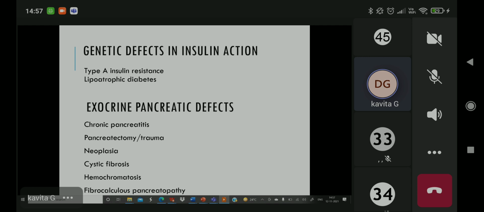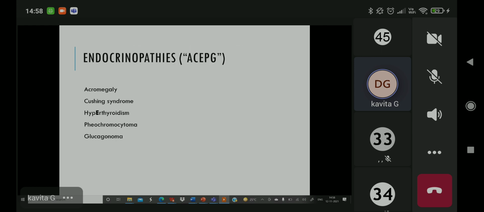What happens if the exocrine portion, that is the pancreatic acini, उधर कुछ गड़बड़ हो गया? So if there's chronic inflammation in the neighborhood, chronic pancreatitis, if the pancreas has been removed altogether, if there's a tumor in the pancreas, if the secretory activity of the pancreas is not okay because of cystic fibrosis, if there is deposition of iron in the pancreatic acini, as in hemochromatosis, or if there is deposition of fibrosis, pancreas का overall health तो ठीक नहीं है, which is associated with the development of diabetes mellitus.